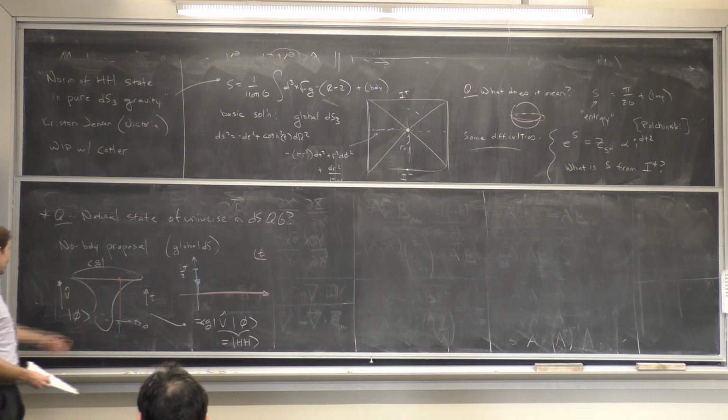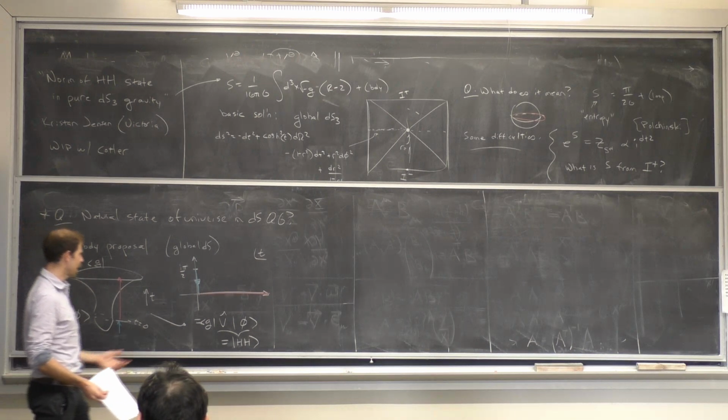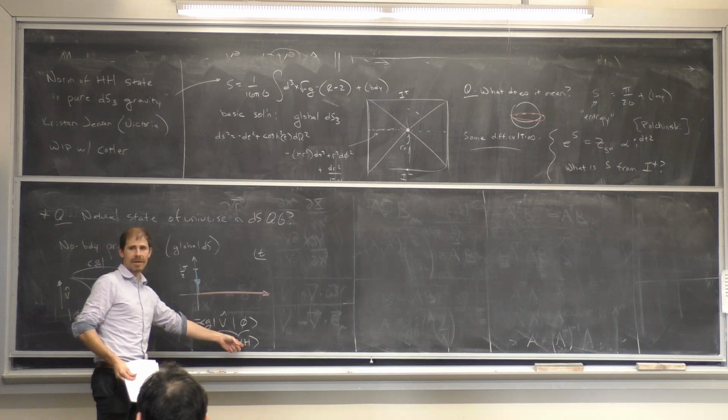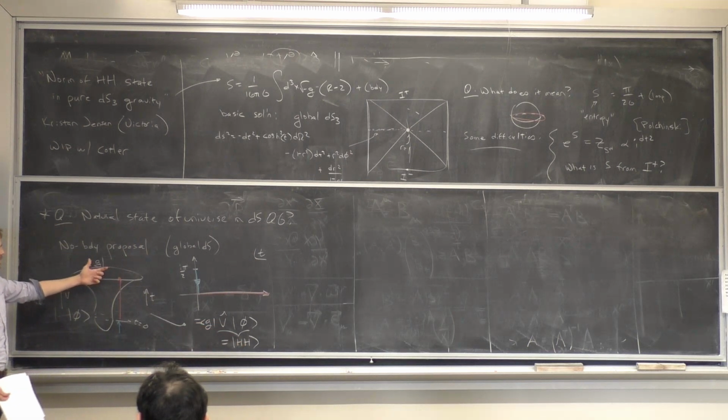In which case, when I compute this amplitude, what am I doing? I'm looking at the wave function of the Hartle-Hawking state in the basis of states described by a conformal class of metric at future infinity.